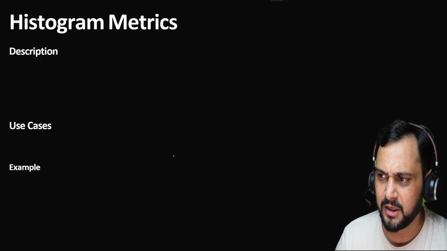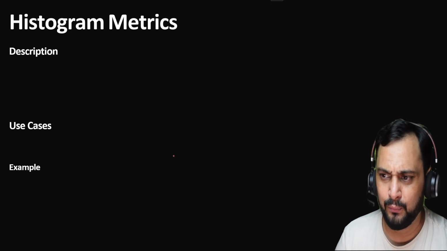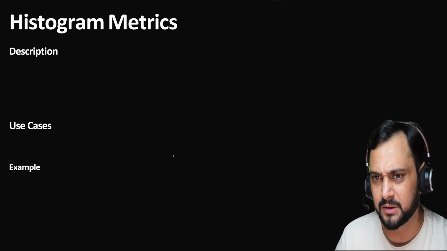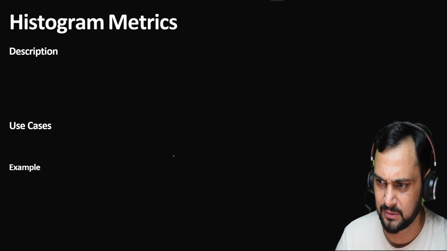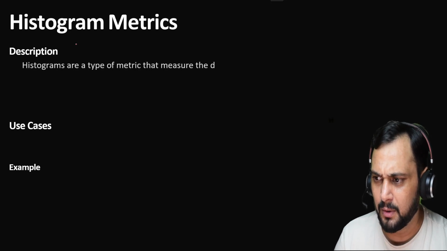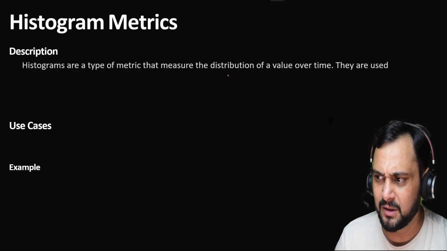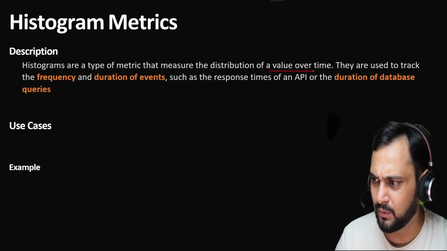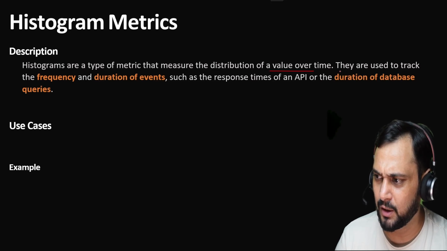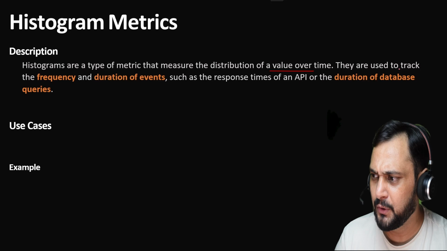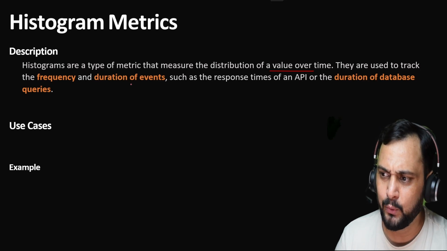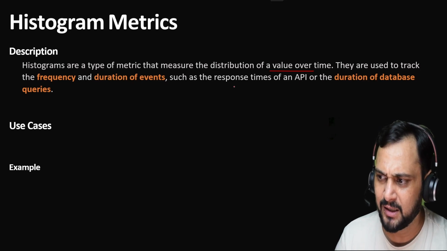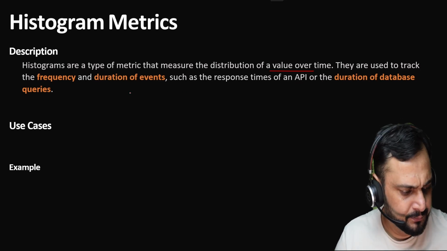Now what is this histogram? We have different types of needs, so for that reason Prometheus came up with different types of metrics. Histograms are a type of metric that measures the distribution of a value over time. This is what you need to take care of. They are used to track the frequency and duration of events, such as the response time of an API server or the duration of a database query. Take an example.